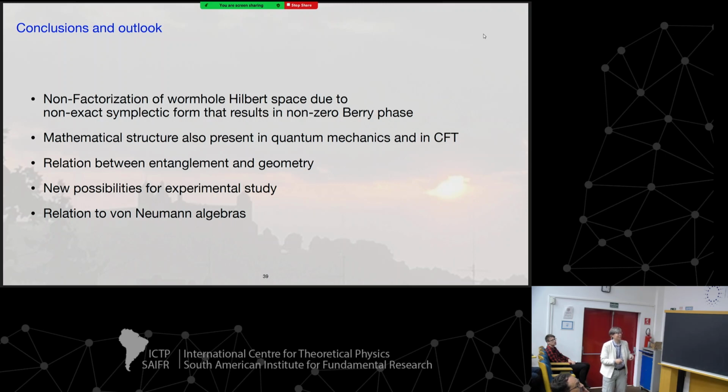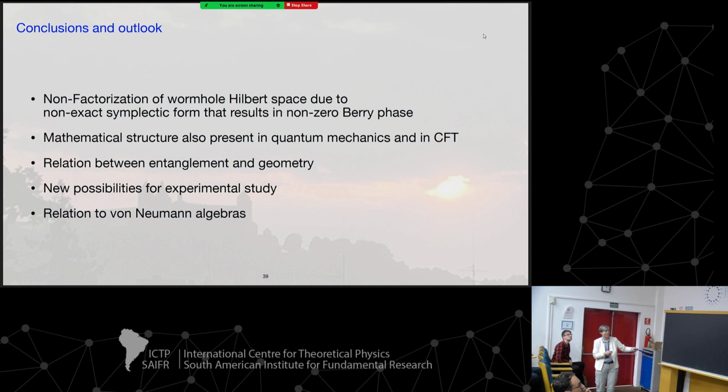All right, so I'm done. Let me just summarize very quickly. I've shown you that the non-factorization of wormhole Hilbert spaces is due to a non-exact symplectic form that results in a non-zero Berry phase. This is a mathematical structure that is also present in quantum mechanics and in conformal field theories. And I think what I was telling you today gives you new quantitative ingredients for understanding the relation between entanglement and geometry. So that's the relation also to AdS/CFT and why I think this is important.